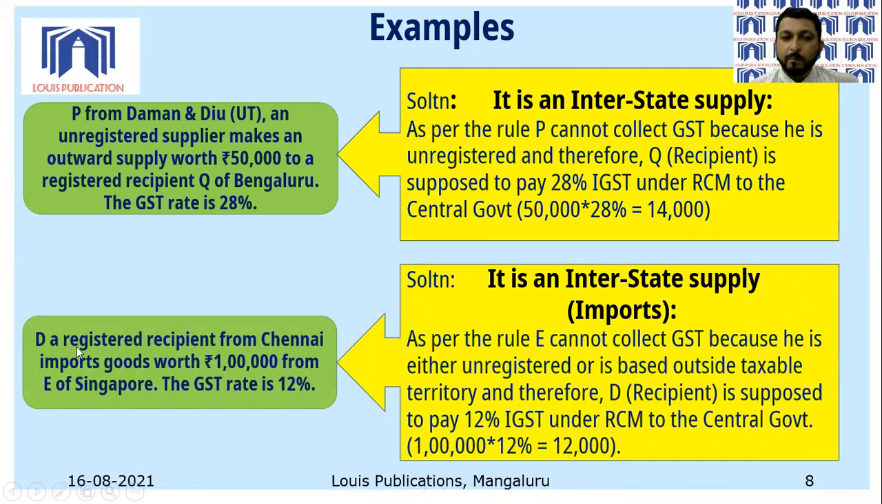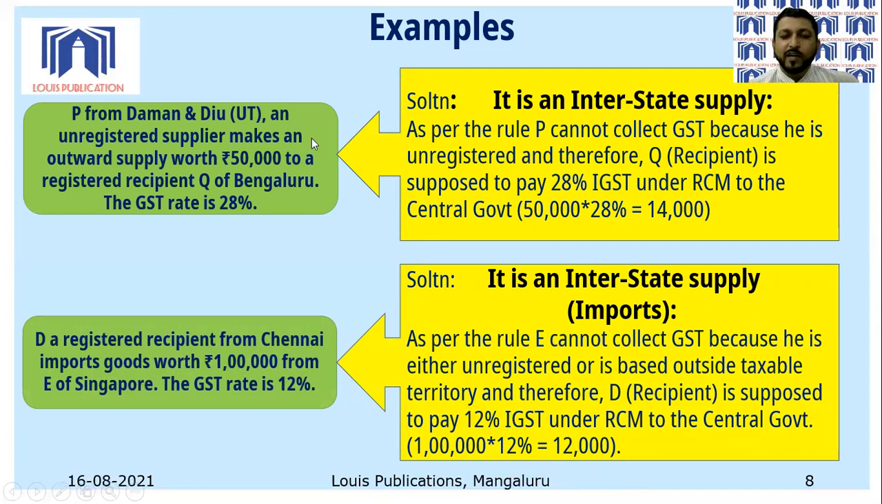But since D, the importer, is a registered recipient, D is going to pay the IGST amount to the central government, because it's an interstate supply. So D, the recipient, is supposed to pay 12% IGST under reverse charge mechanism to the central government. So 12,000 will be the IGST amount that D will deposit with the central government, and the central government will share 50% of the revenue, that is 6,000, with the Tamil Nadu government, because the recipient is based in Chennai in Tamil Nadu. So 50% of this 12,000 rupees, which works out to 6,000, will be shared by the central government with the Tamil Nadu government.